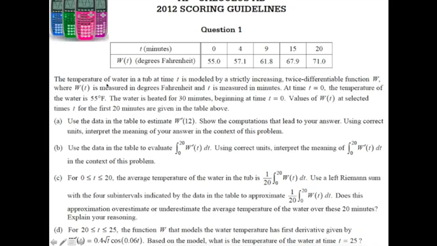So we're going to take a look at this question here. It has to do with temperature of water and over time. Oh, I take it back. It's just a regular tub, not a bathtub. But we have water in a tub and the water is being heated. So we can see from the table that for 20 minutes the water temperature increases from 55 to 71.